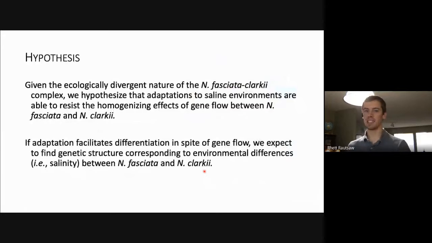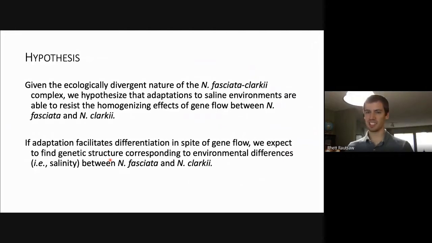So our hypotheses: given the ecologically divergent nature within this complex, we hypothesize that the adaptations to saline environments are able to resist the homogenizing effects of gene flow between Nerodia fasciata and Nerodia clarki. And if adaptation facilitates differentiation in spite of gene flow, we would expect to find genetic structure corresponding to environmental differences between Nerodia fasciata and Nerodia clarki.